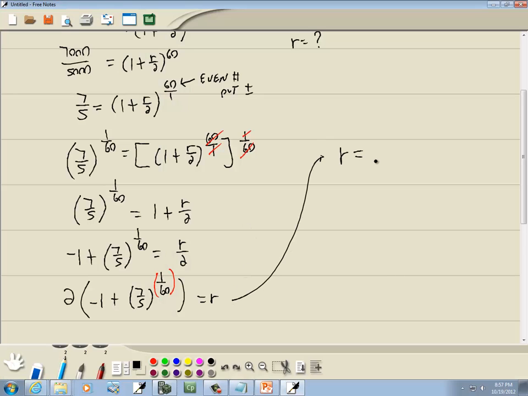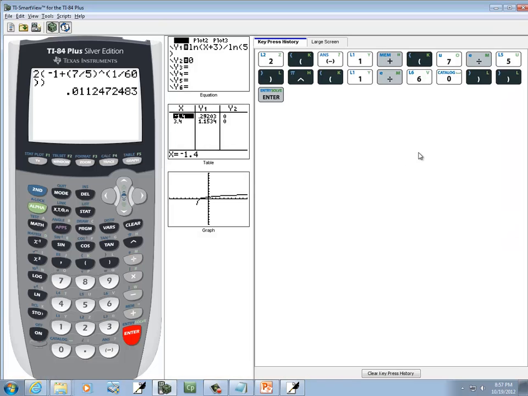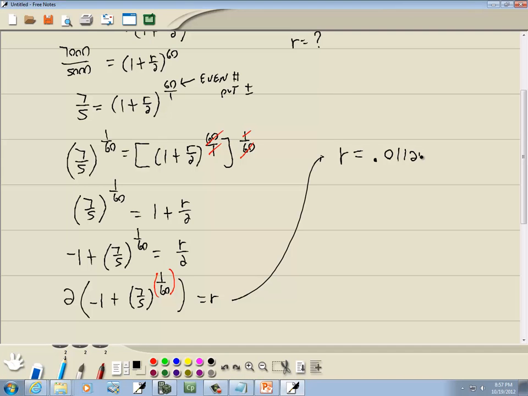So R is equal to 0.011247. I'm not sure how many decimal places. Now this is in decimal form. Rate should always be put back into percent form. So we want to move our decimal 2 places to the right, and we'll get 1.12%. And that's our answer.